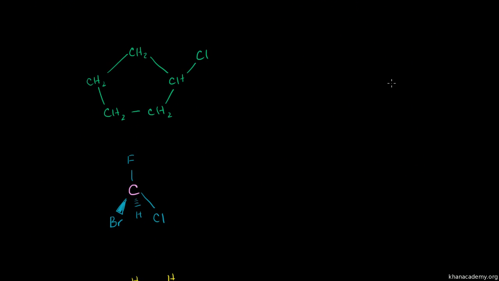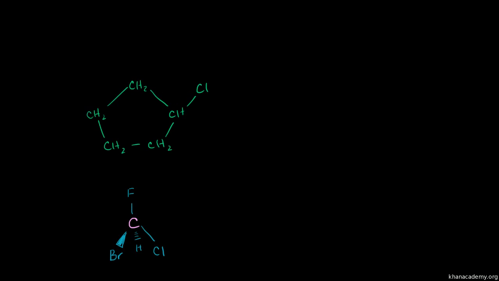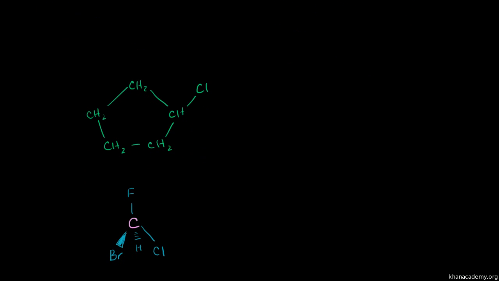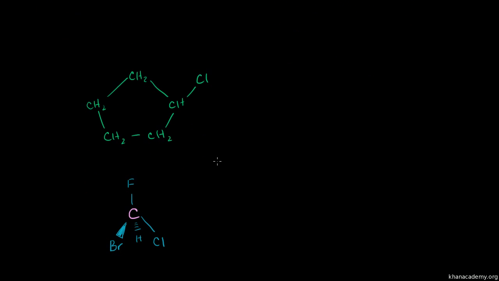So here I have, what is this? This is chlorocyclopentane. So the first question is, do we have any chiral atoms? And when we look at our definition of chiral atoms, it all comes from this notion of handedness and not being able to be superimposable on your mirror image. But we said that they're usually carbons bonded to 4 different groups. So let's see, do we have any carbons here bonded to 4 different groups?